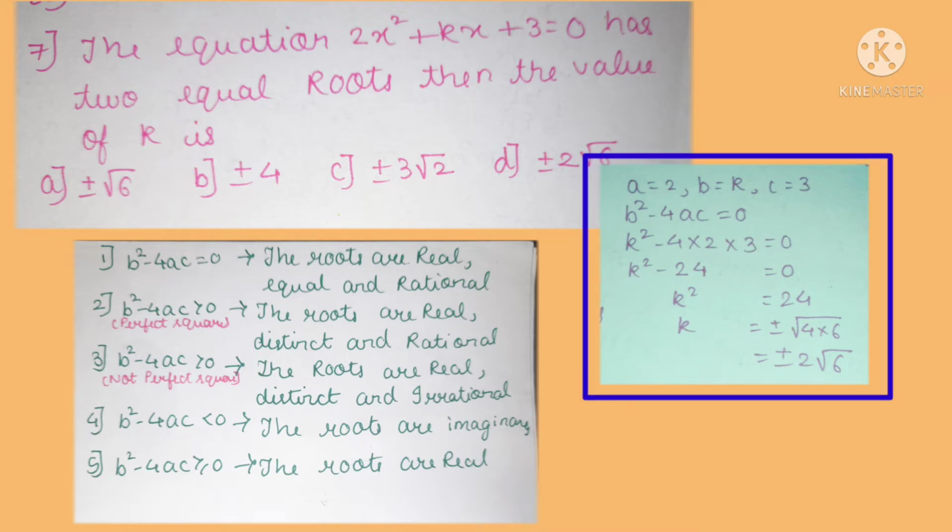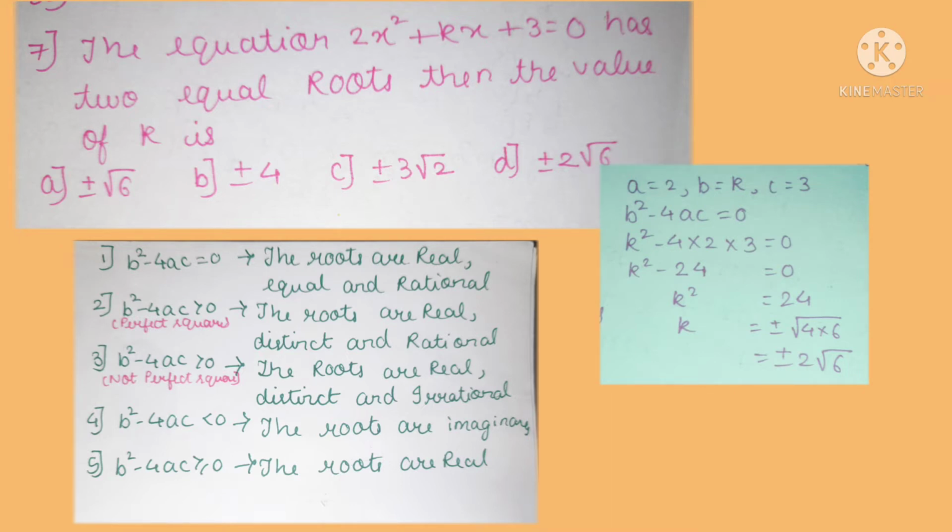So the b value is nothing but k. So k square minus 4ac. We got the answer as k square minus 24 is equal to 0. So k square is equal to 24. If we find the square root of 24, we get the answer as root of 4 into 6. If we are finding the square root of any number, we will be getting the answer in plus or minus. Root 4 gives plus or minus 2, and root 6 we have represented as it is. So the option will be D.